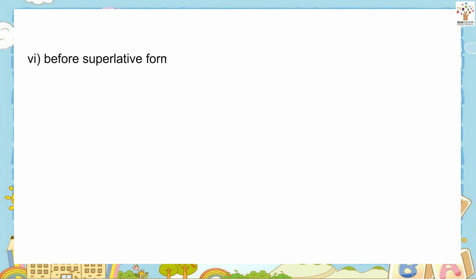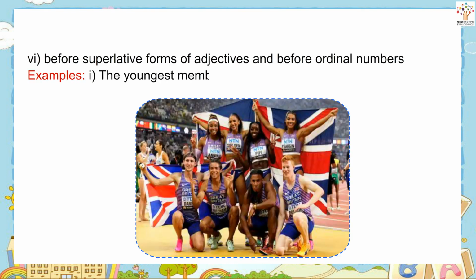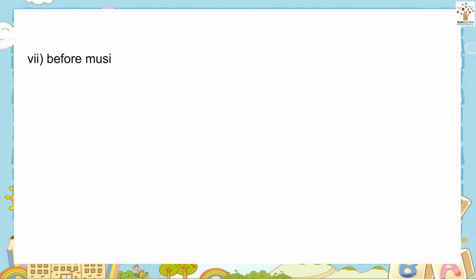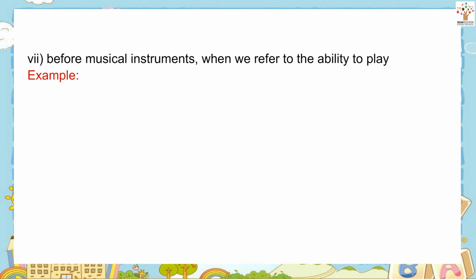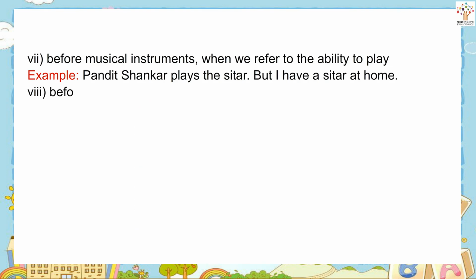Before superlative forms of adjectives and before ordinal numbers. Examples: the youngest member of our relay team is also the fastest. I was the first person to arrive and the last to leave. Before musical instruments when we refer to the ability to play. Example: Pandit Shankar plays the sitar, but I have a sitar at home. Before adverbs that show a comparative situation.